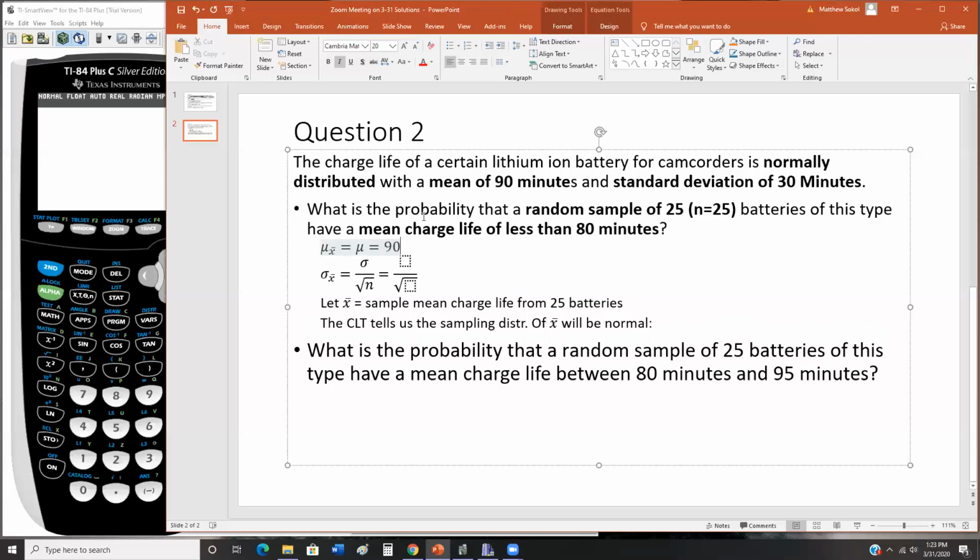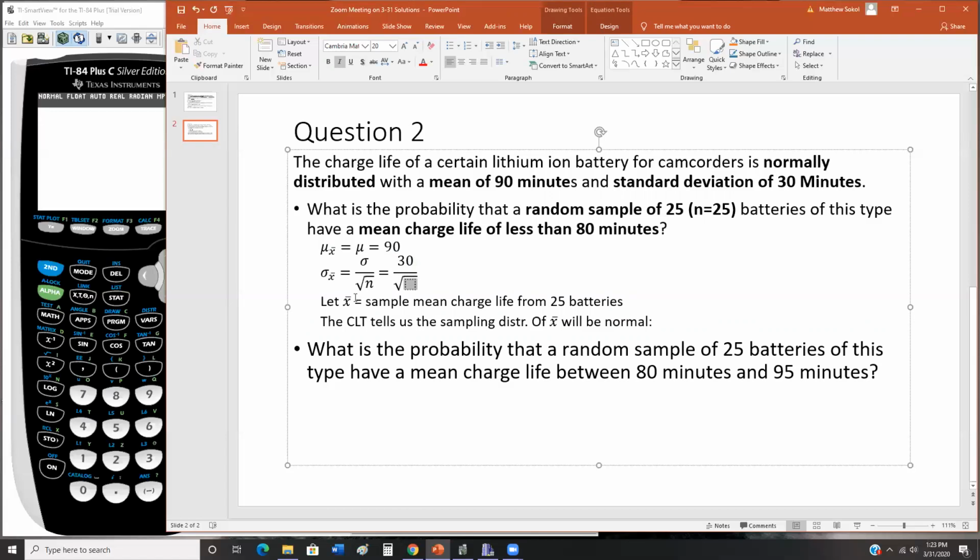for these problems is when you go to compute the standard deviation, whenever there's a sample size, to find the new standard deviation, which we're actually going to call the standard error, you take the population standard deviation, which was 30 minutes, and you divide it by the square root of the sample size.